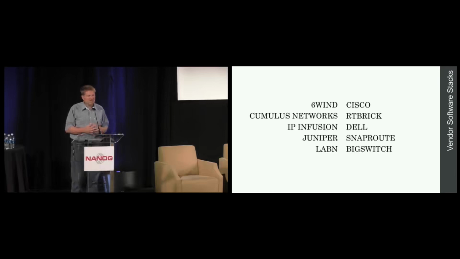RT Brick is doing some interesting stuff in this space. Dell has OS10, which came out of the Force10 acquisition, and they are working with SnapRoute and several others to build an open source network operating system around the OpenSwitch, the old OpenSwitch community. SnapRoute is in that community as well, and then Big Switch, of course, has their own OS that they're working with right now. There are others out there.